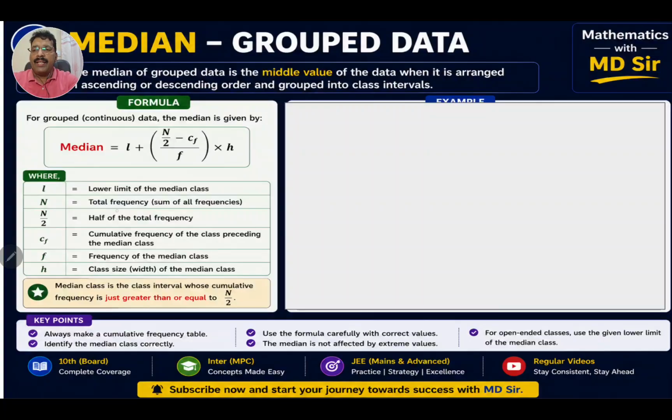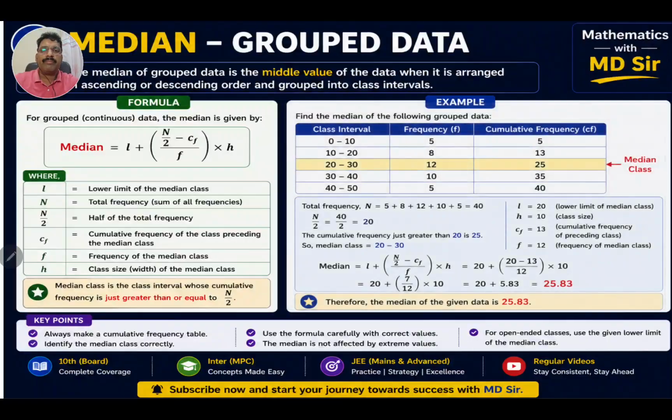Now N, capital N, is the total frequency or sum of all frequencies. N by 2 means half of the total frequency. Cf means the cumulative frequency of the class preceding the median class. f means the frequency of the median class. h means the class width of the median class or any class. Class width will be the same in general. So now we will see one example for this question.